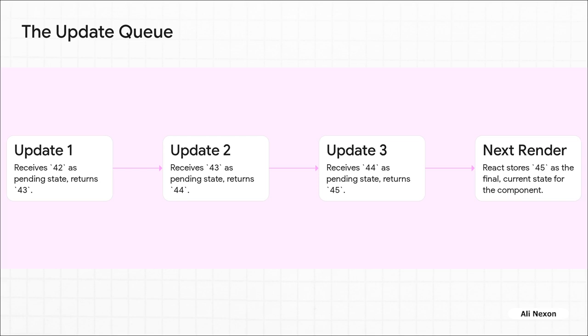It starts with the current state, 42. It runs the first function. 42 plus 1 gives you 43. Then it takes that result, 43, and runs the second function. 43 plus 1 is 44. And finally, it takes 44, runs the third function, and gets 45. And that final result is what shows up on the screen.